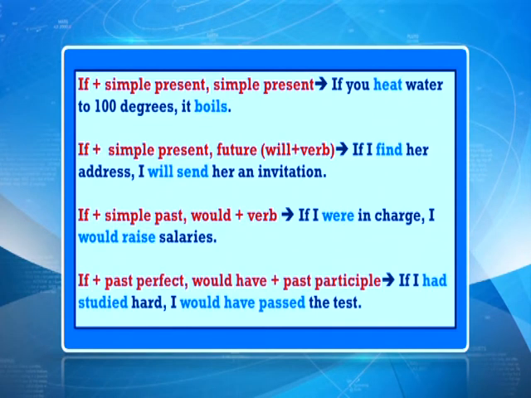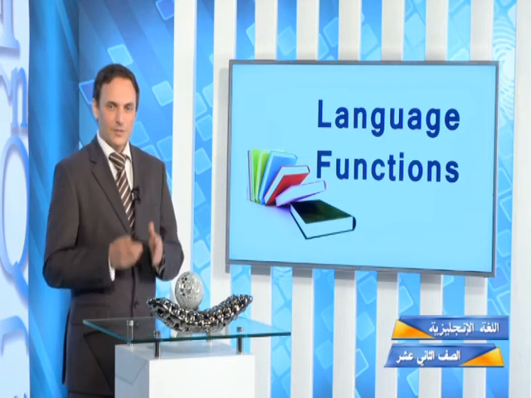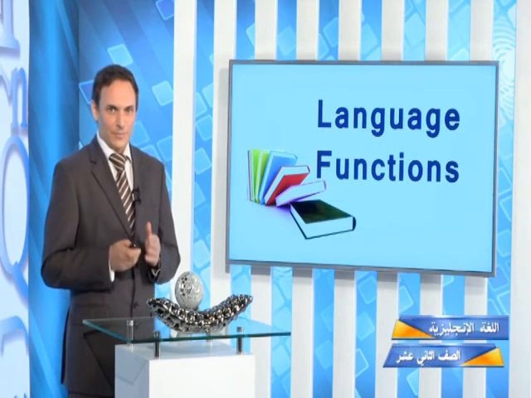And if you want to talk about a condition which is in the past, then you use if followed by past perfect, and in the second part of the sentence you use would have plus past participle. If I had studied hard, I would have passed the test. Okay? So we have reached the third part, or the third section, of the exam. But before that, let's take a short break, then we'll be right back. So stay with us.